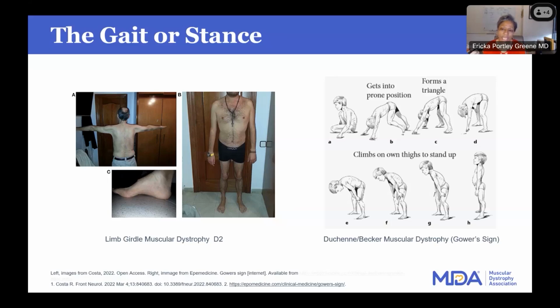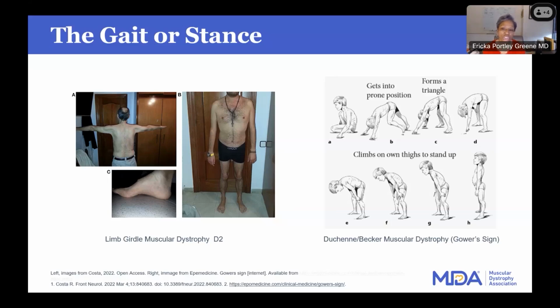If you look at the picture starting from A, the child is sitting down, and instead of just rising up with his hands on the ground and pushing himself up, he has to hyperextend and spread his legs apart because of the significant proximal muscle weakness in the pelvic girdle. And as you see in the lower illustrations, the person will climb up on their body using their arms on their thighs, then on their hips to stand.